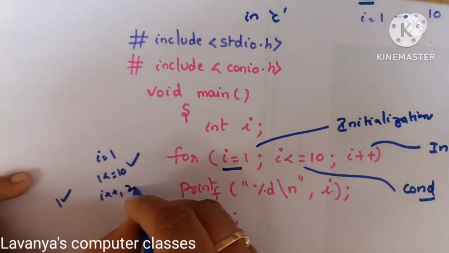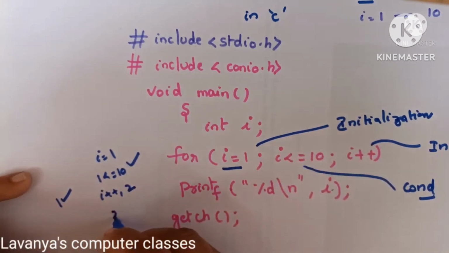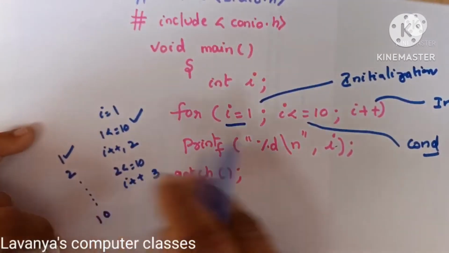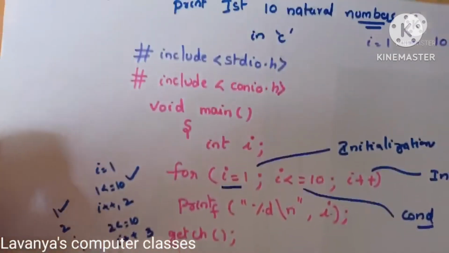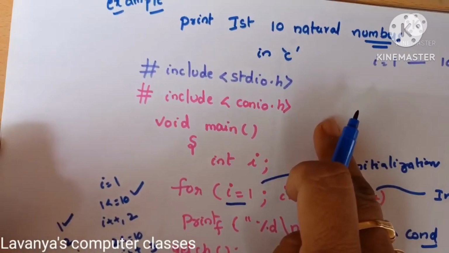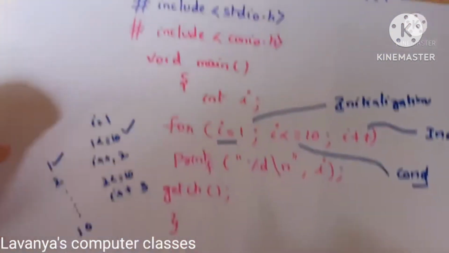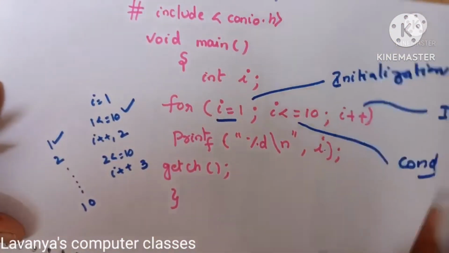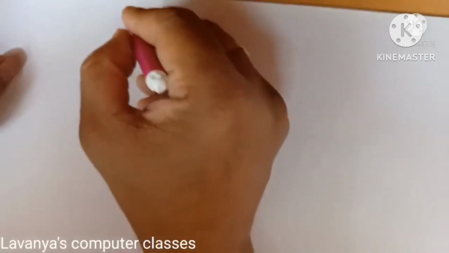i++ means incrementing the I value by 1. The I value is initially 1, now it is 2. 2 is less than or equal to 10, the condition is true, then it enters the loop and prints 2. Then again i++, 2 plus 1 equals 3. 3 is also less than or equal to 10, so 3 is also printed. Like this, up to 10 less than or equal to 10, all values up to 10 are printed. So this is the simple example program for the first 10 natural numbers.